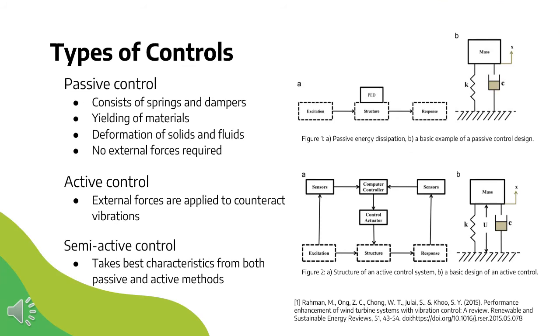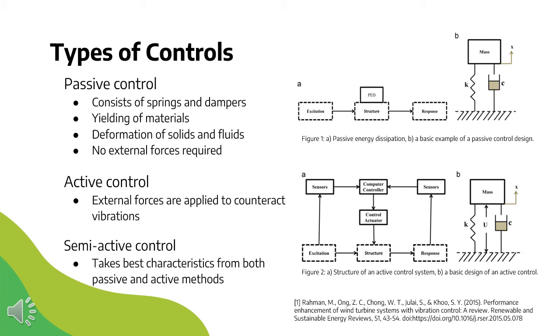As mentioned before, there are three types of controls. Passive control systems consist of a series of springs and dampers and require no external forces. Passive control is capable of enhancing the structural damping, stiffness, and strength of a wind turbine. For active control systems, external forces are applied to counteract vibrations.